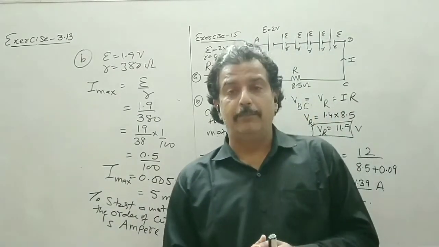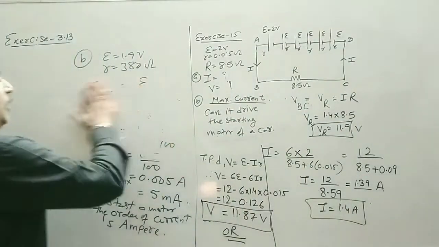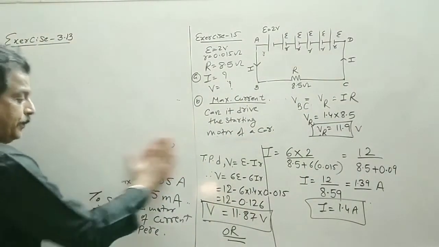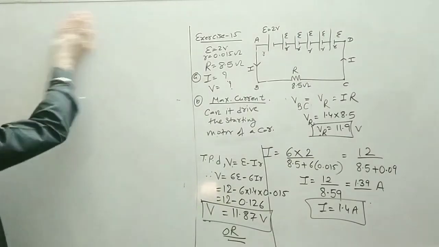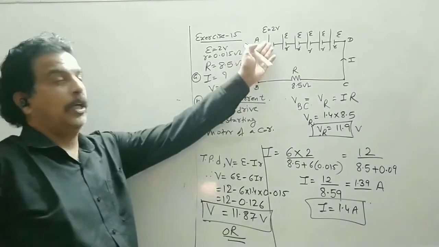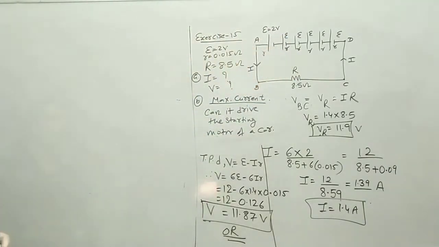Numerical, you have to remember that when the cell is being charged, the current is given to the cell, and when the cell is discharged, the current is being drawn. So you are drawing this current, so these 6 cells are in discharging mode.